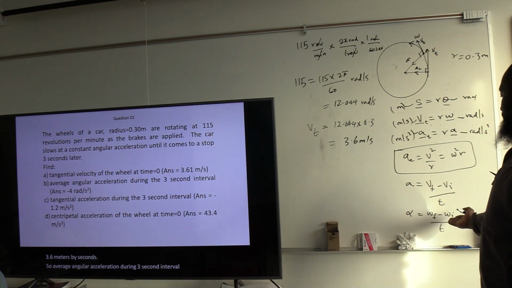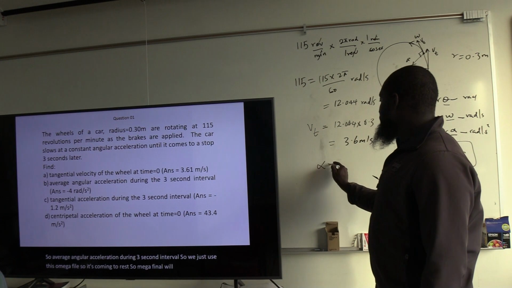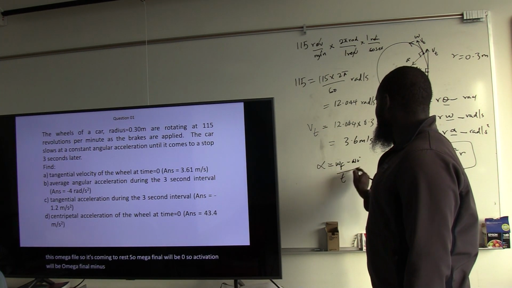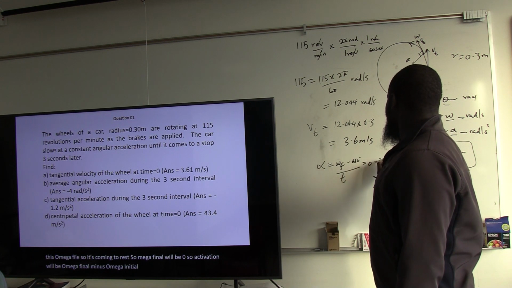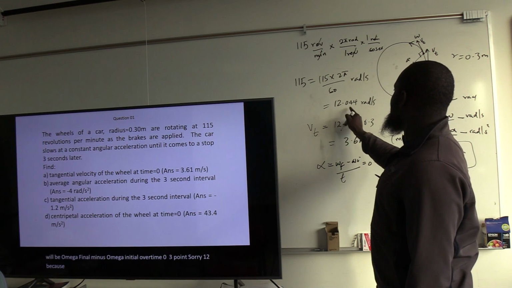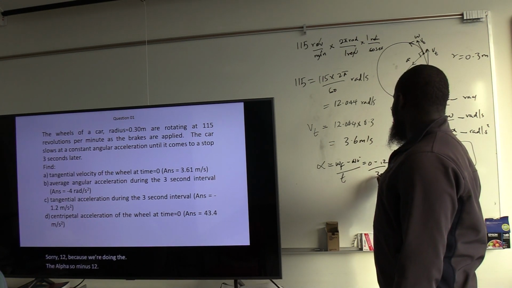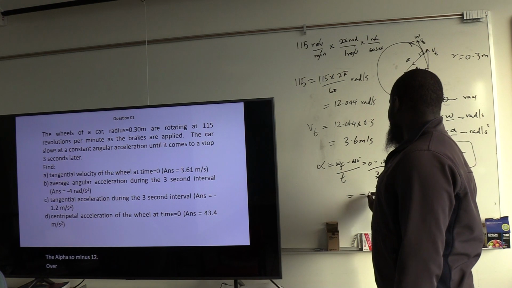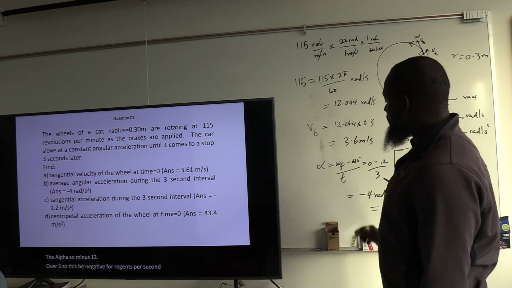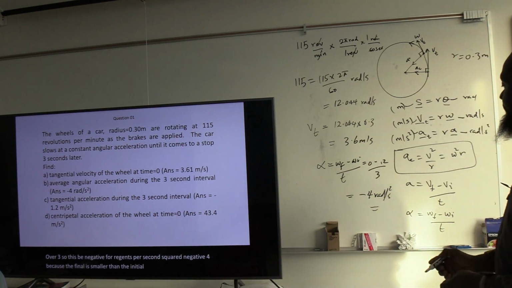Next, the average angular acceleration during the 3-second interval. Since it is coming to rest, omega final will be 0. So angular acceleration is omega final minus omega initial over time: 0 minus 12, because we are doing alpha, so minus 12 over 3. This will be negative 4 radians per second squared, negative because the final is smaller than the initial.